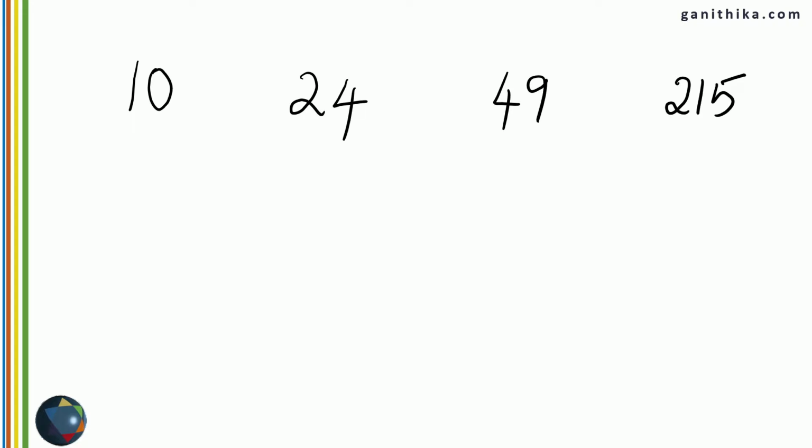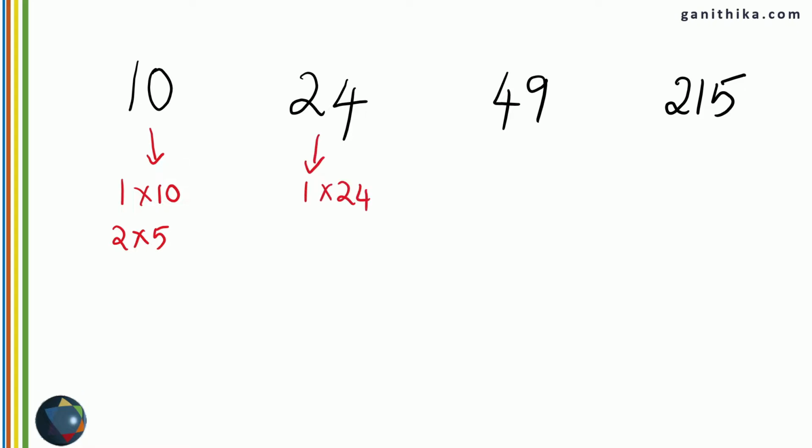Consider these four numbers. You can write them as product of two numbers as shown here. 1 times 10 is 10, or 2 times 5 is also 10. So you can express 10 as a product of two numbers in two different forms, 1 times 10 and 2 times 5. So now you try to write 24 as product of two numbers, 49 as product of two numbers, 215 as a product of two numbers. Once you are done, you can continue with this video.